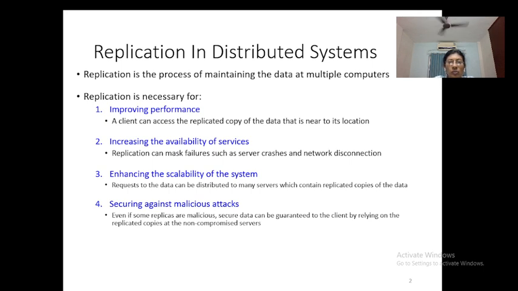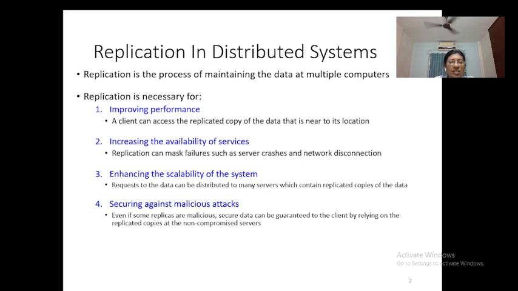Replication in distributed systems. Replication is the process of maintaining the data at multiple computers. Replication is necessary for improving performance. A client can access the replicated copy of the data that is near to its location. 2. Increasing the availability of services. Replication can mask failures such as server crashes and network disconnection.